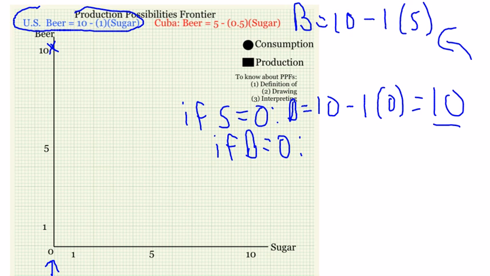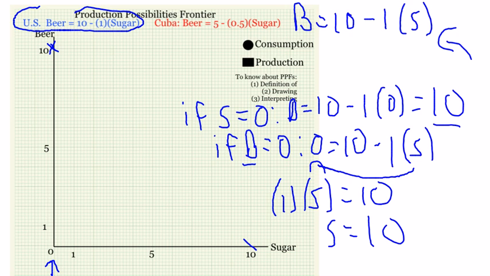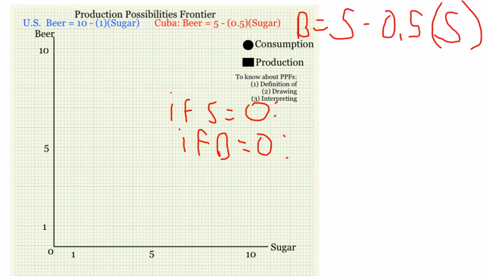Next, we say, what if beer equals 0? Well, then we have the case where 0 equals 10 minus 1 times S, and we just need to solve for S, and I'll do that by taking this to the other side of the equation. You get rid of the negative, so you have 1 times S equals 10, which means S equals 10, and now we have our x-intercept. And once we have the y-intercept and x-intercept, we just connect them, and we've got our PPF for the U.S.